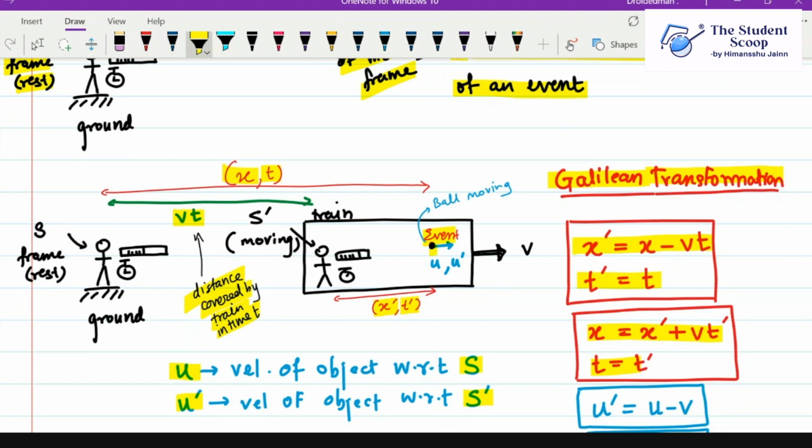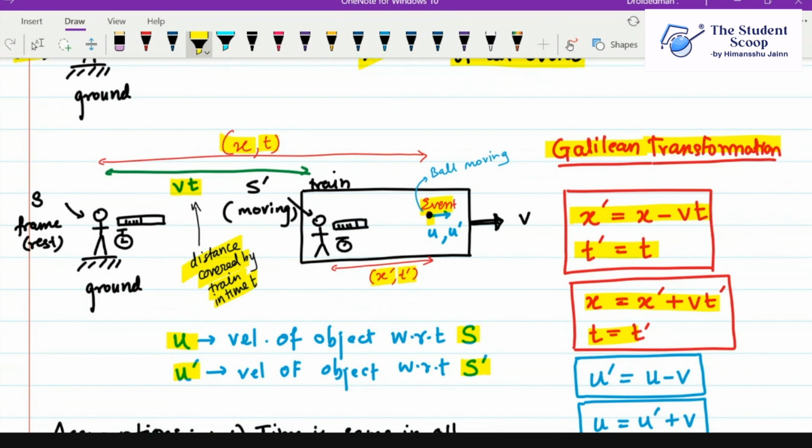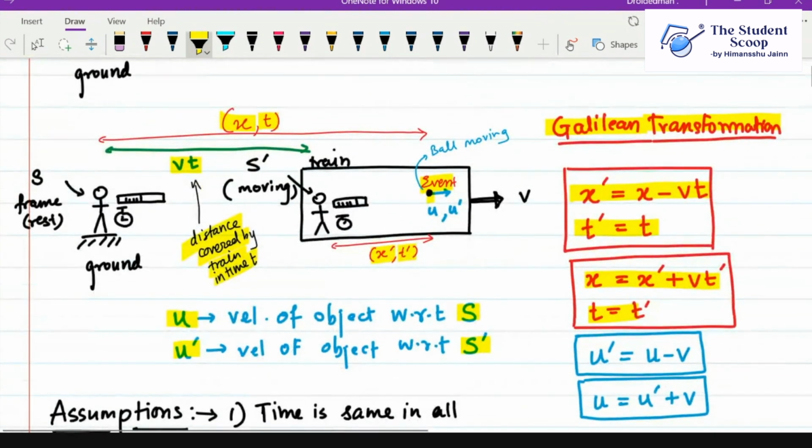So according to him, the object is going slower. While for the person in the train, the speed of the object will be u dash plus v. So the speed of the object plus the speed of the train. Okay. So these are the relationships. Galilean transformation is very useful, and we use it on a regular basis. We get correct, accurate answers as well.